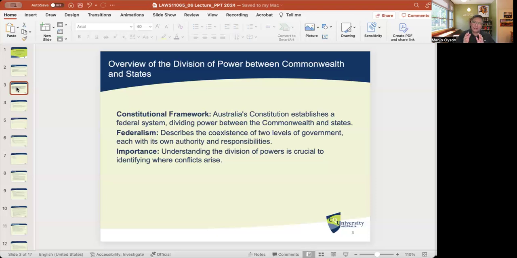Okay, so having said that, therefore, when we look at conflicts between laws passed by the Commonwealth Parliament and state parliaments, we always have to be mindful of the fact that there is a tension between Commonwealth parliaments and state parliaments in their ability to pass laws. And we also need to remember that these conflicts arise because of the inherent differences in terms of policies that each of these governments, the Commonwealth government and the state governments, may wish to prioritize.